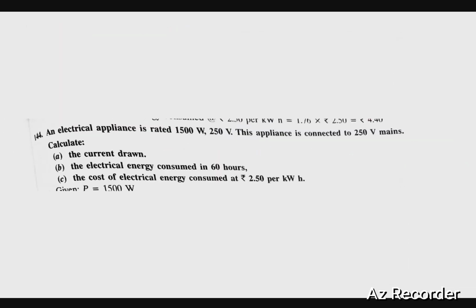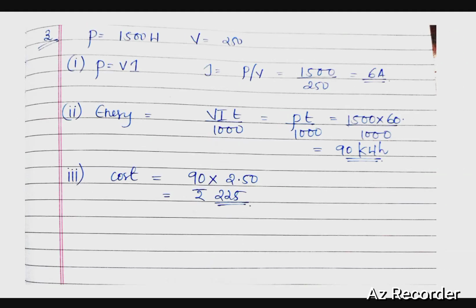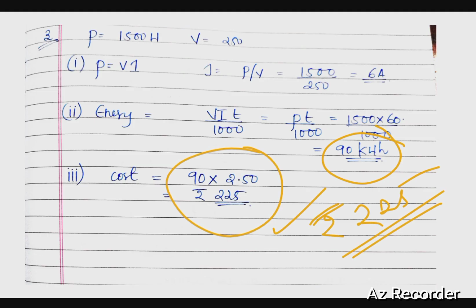Now we need to calculate the cost of the electric energy consumed if the cost per unit is 2.50. So the electrical energy consumed is 90. The cost per unit is 2.50. Upon multiplying, it will be equal to 225 rupees. Okay, so you need to know that power is equal to voltage into current.